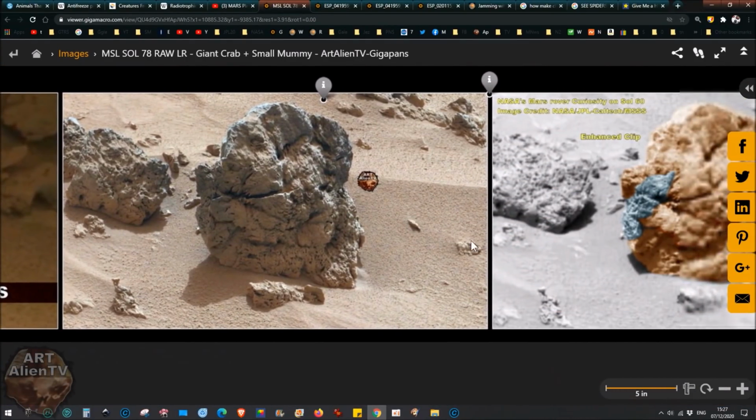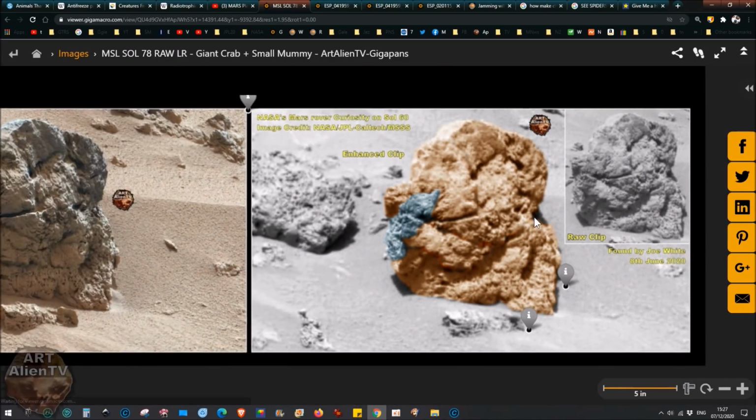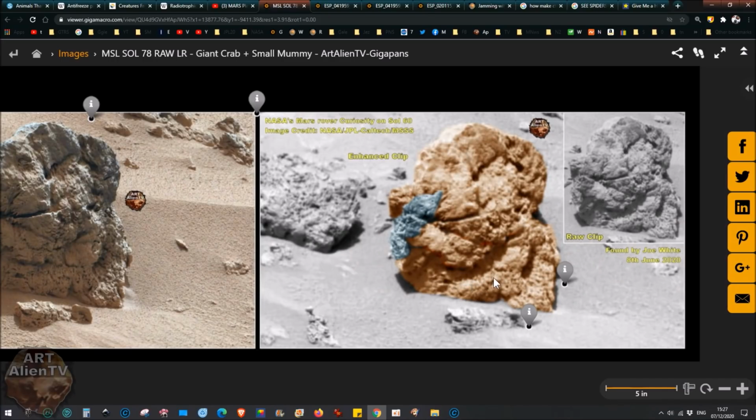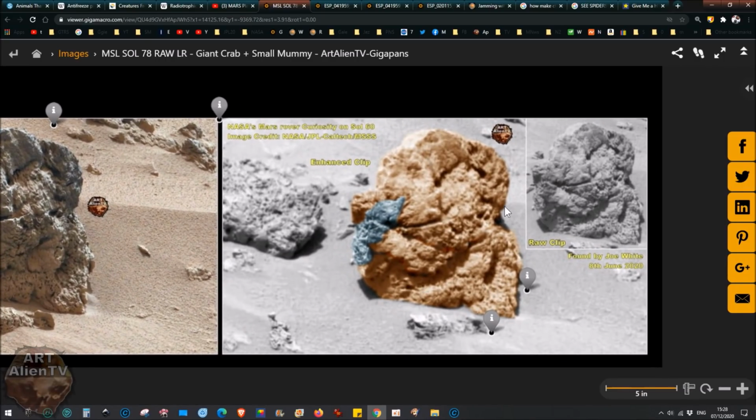This is a giant crab. There we are. Just to show you something from the ground rather from above. This has multiple limbs and is holding something. Absolutely insane. Now, this looks like it's fossilized, or preserved at least.